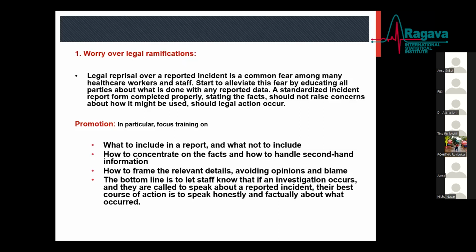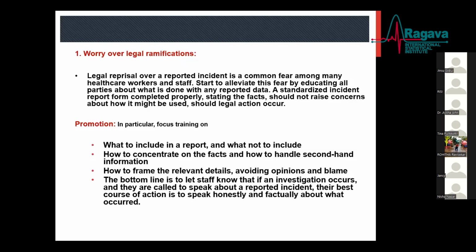Like, the patient was upset, the patient was angry, the doctor was not very happy. These kinds of additional explanations on how the situation was, giving our own opinions while writing a report, are not necessary. And the blame, all that should be avoided. Just mention the facts. And the bottom line is to let the staff know that if an investigation occurs, they are called to speak about the reported incident.